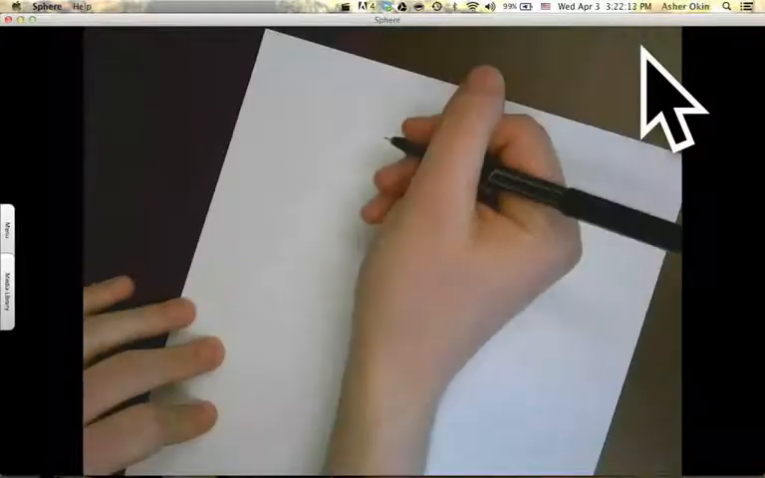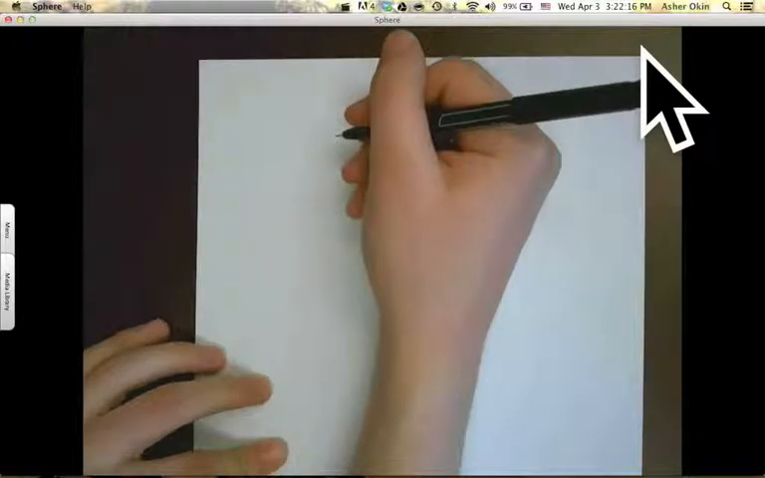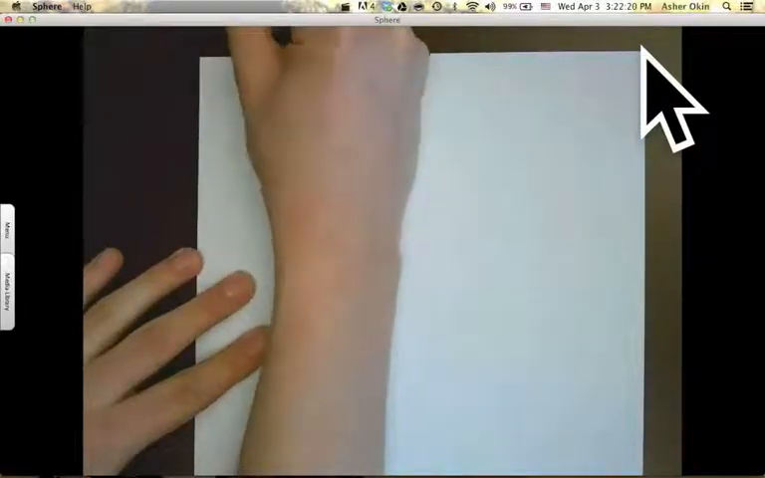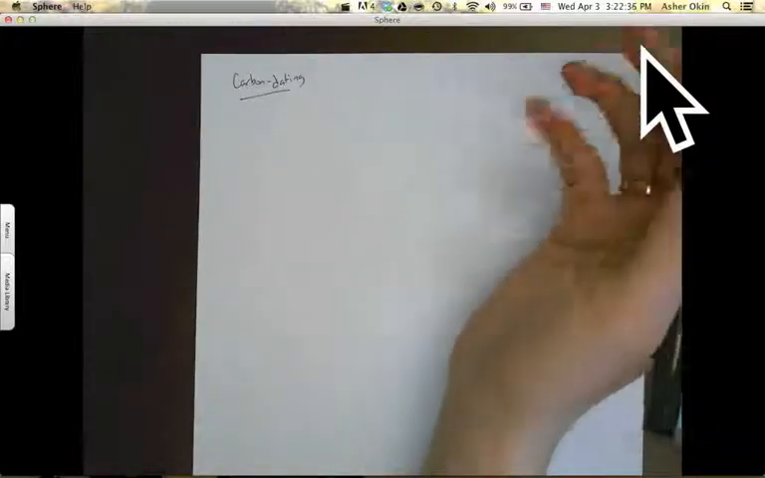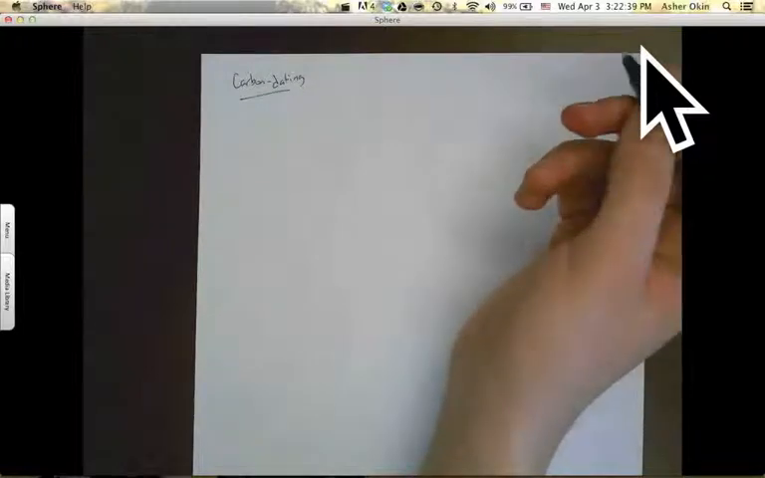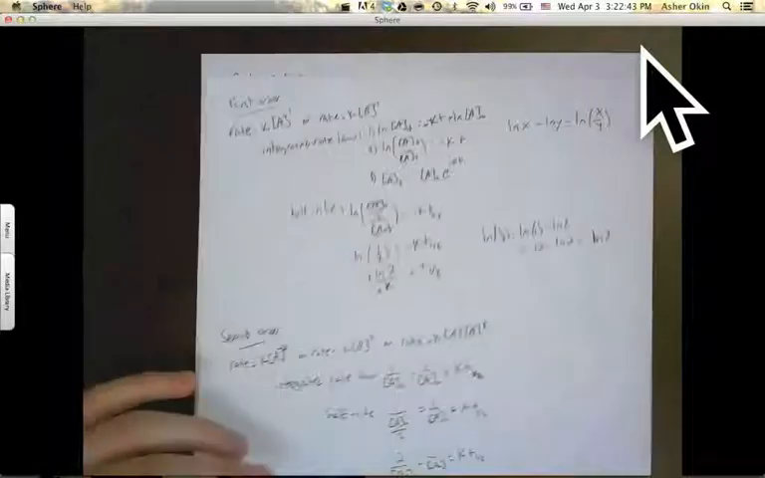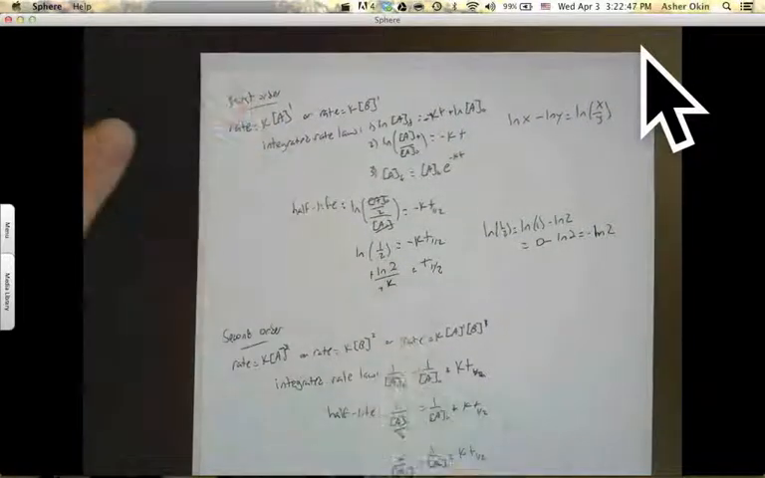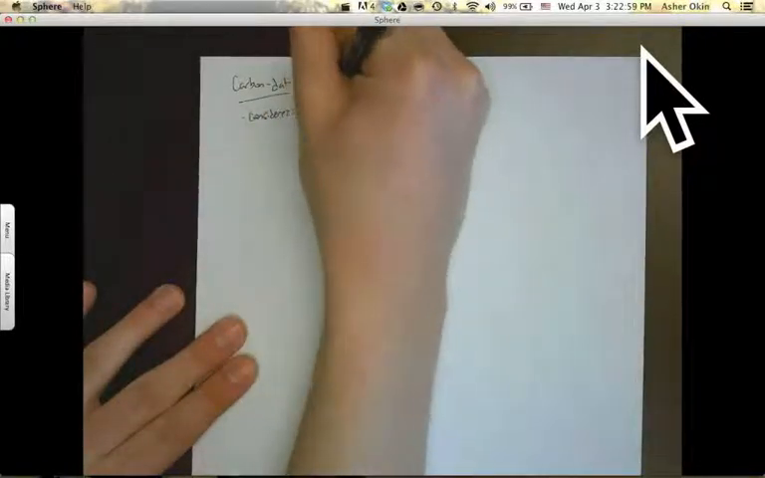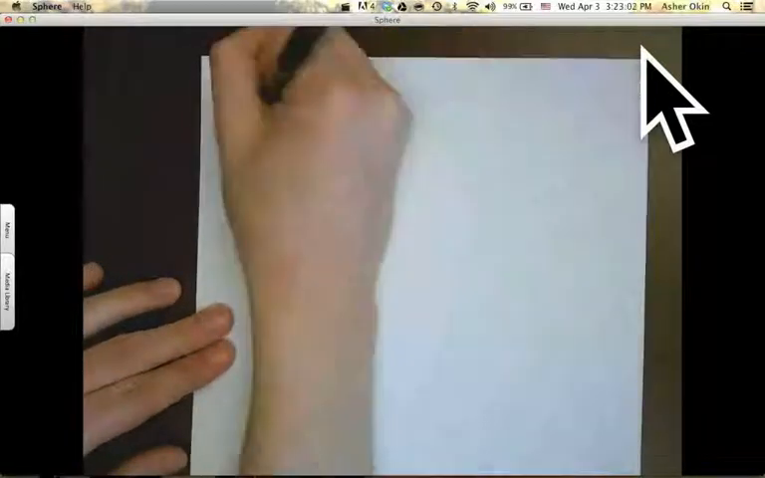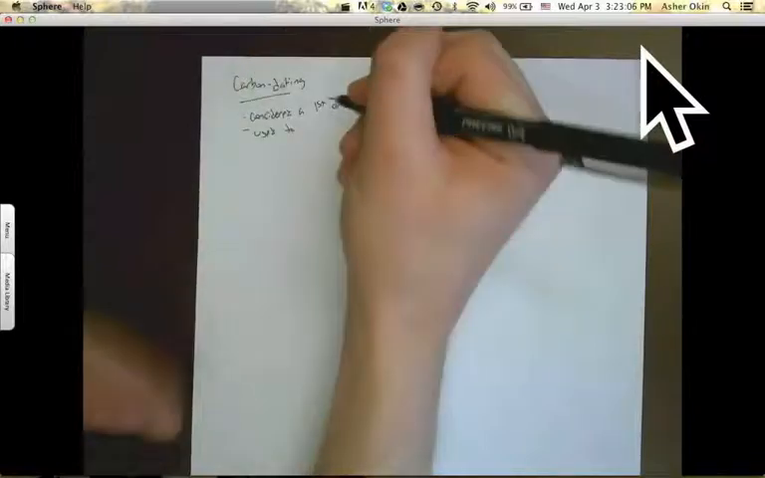Carbon dating. There are many ways to determine the age of something in science. Carbon dating is probably one of the more popular ones. Any sort of radioactive decay dating scheme that we're going to be using is going to be a first order reaction. So just going back to here, our half-life is T1/2 equals ln 2 over k. Carbon dating, like I said, is considered a first order reaction. It's used to determine how old something is.